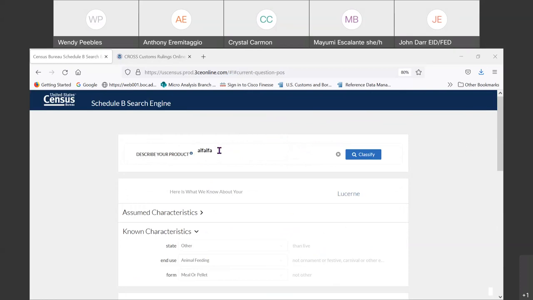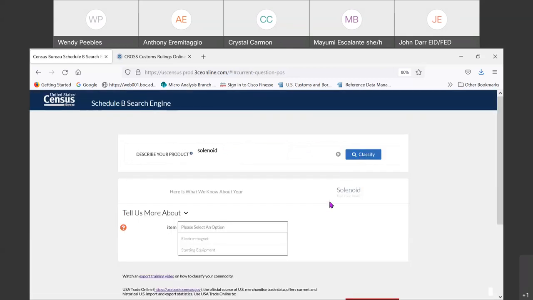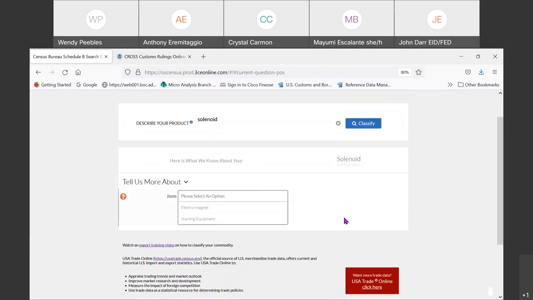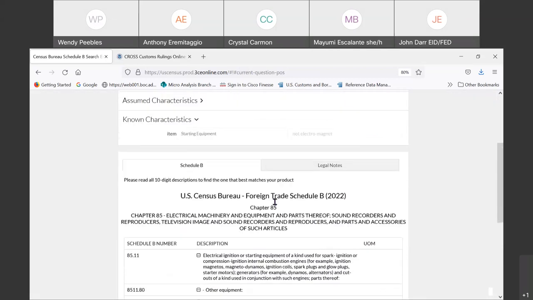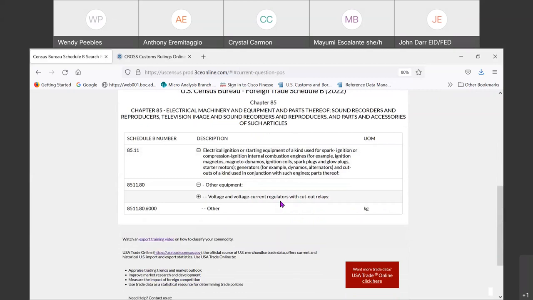Hello. Hi, Connie. So we're doing, I'm sorry, a solenoid. Go ahead. Okay, so it needs to know if it is electromagnet or starting equipment. Of course, I have no idea, but let's go with starting equipment. One of the things is when you call us, like if you're calling the call center to get assistance, you know more about your product than we do, so any other information that you can have to give to us would be super helpful. So it's giving us 85/11/80.